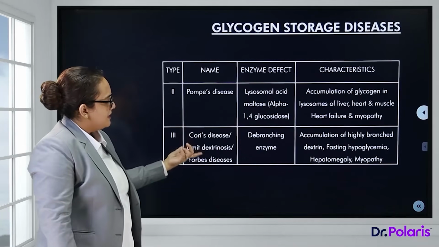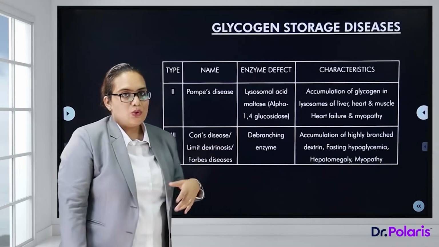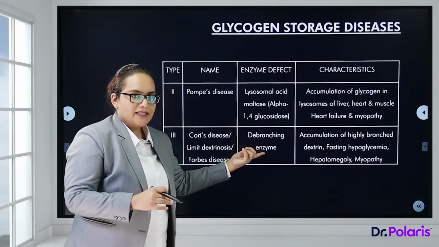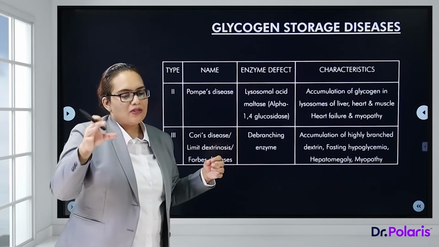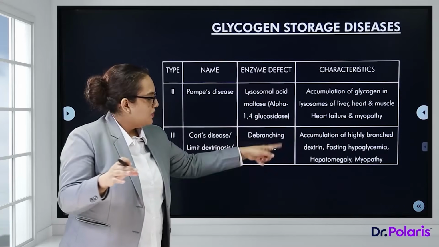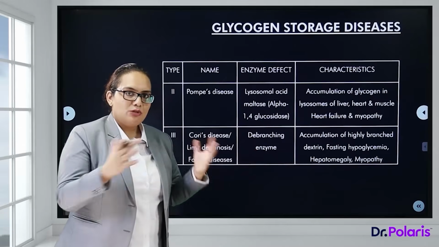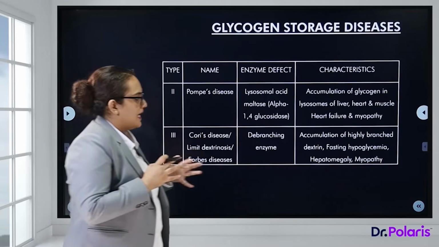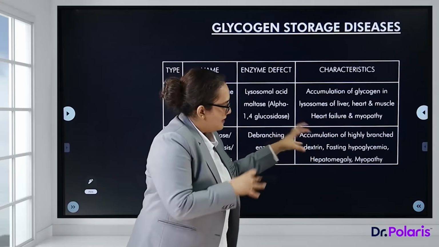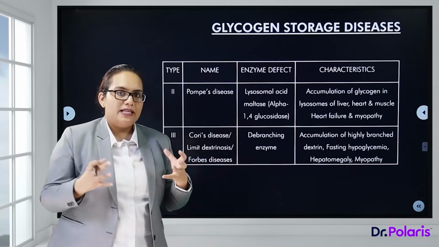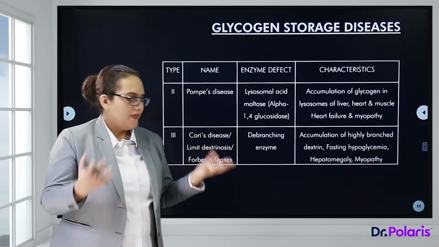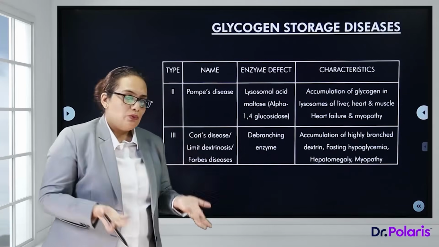Now, Cori's disease is also called limit dextrinosis because the deficiency is mainly of the debranching enzyme, and debranching enzyme acts on limit dextrins. So because of the deficiency of this enzyme, there is accumulation of limit dextrins. They are nothing but highly branched oligosaccharides, and since there is accumulation of limit dextrins, especially in the liver, there will be hepatomegaly. The liver will get enlarged. The liver will lose its function.